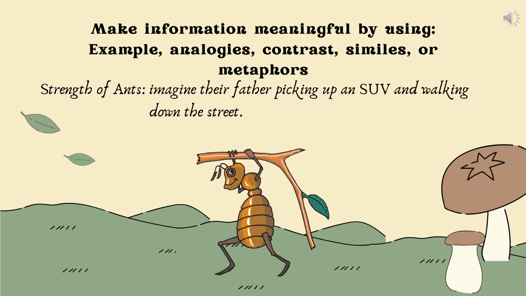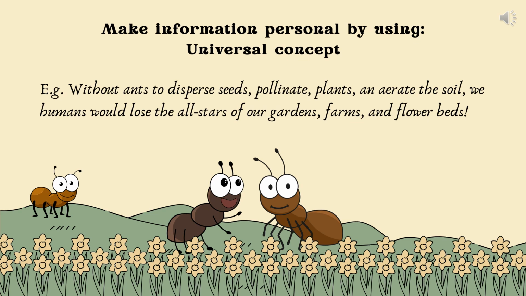For example, to explain the strength of an ant to a group, we could ask them to imagine their father picking up an SUV and walking down the street. Almost every story, movie, or television series revolves around one or more of these universal concepts. For example, beyond impressing people with all of our amazing ants, talk about how important they are to us as human beings. Without ants that disperse seeds to pollinate plants and aerate soil, we humans would lose all sorts of our gardens, farms, and flower beds.